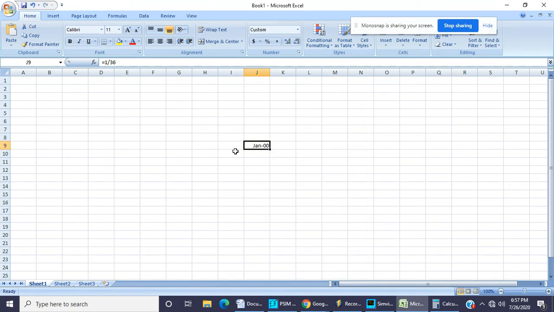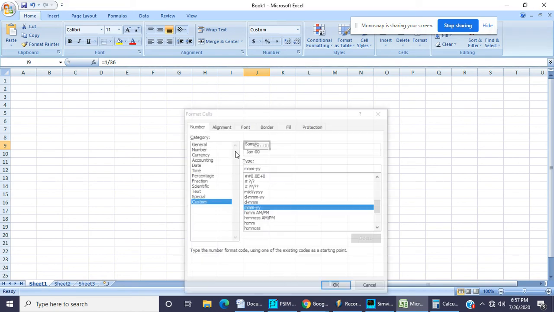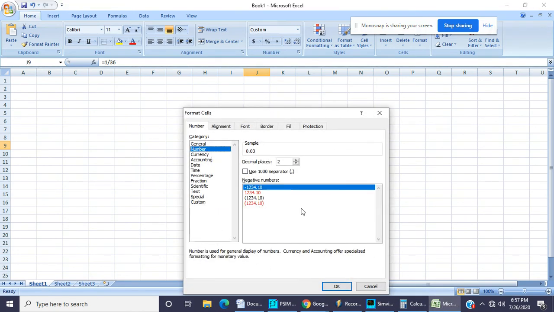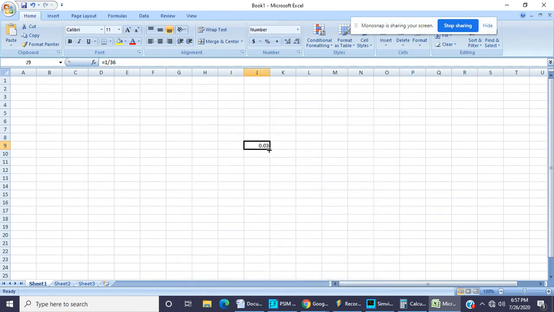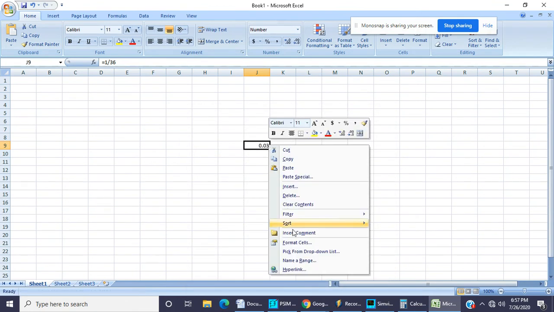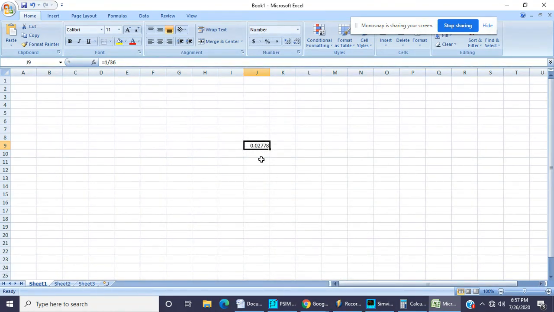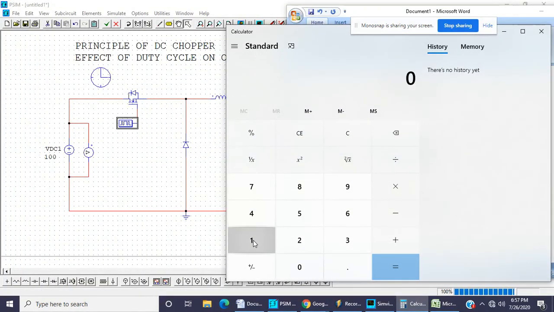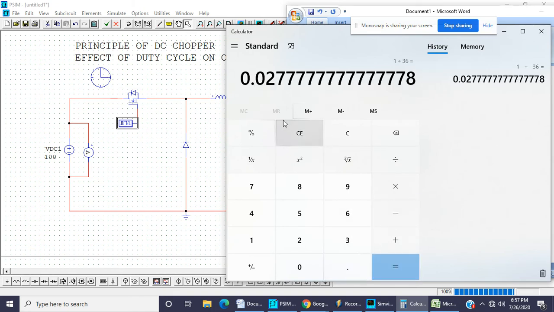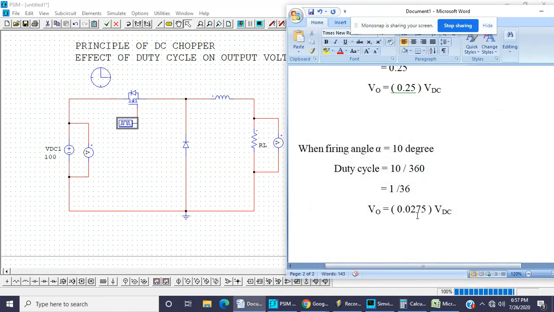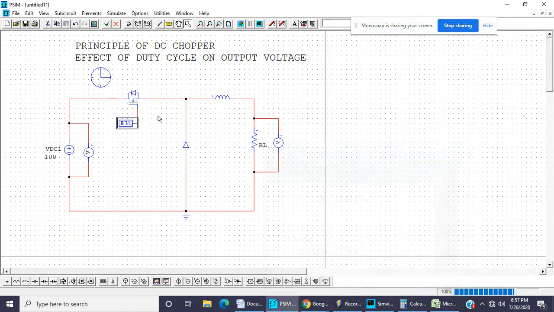Format. And this one is number 0.003. So again format cell, place 5 places. 0.027778. We will see also in the calculator, 1 divided by 36 is equal to 0.02777. So this is 0.02777.